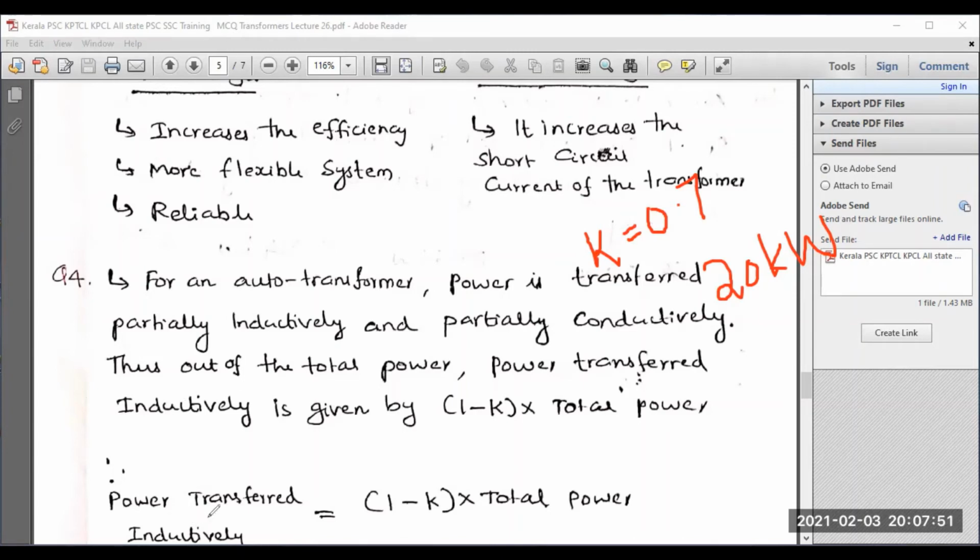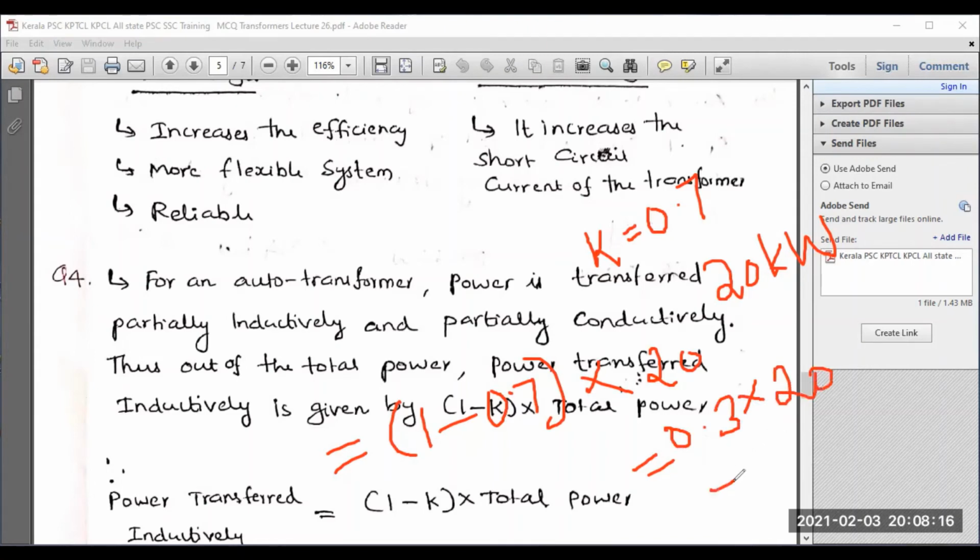Now, power transferred inductively is given by (1 minus K) into total power. Here I need to calculate power transferred inductively. So 1 minus K, K means 0.7, 70%, into total power. So what is the total power? Total power delivered to the load is 20 kilowatts. So do the calculation. 1 minus 0.7 is nothing but 0.3. 0.3 into 20 is nothing but 6 kilowatts.